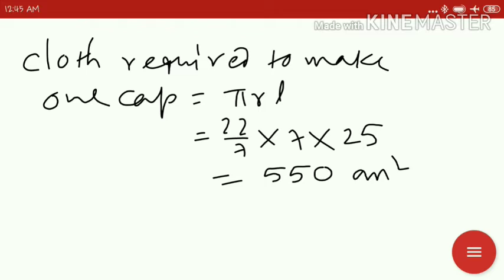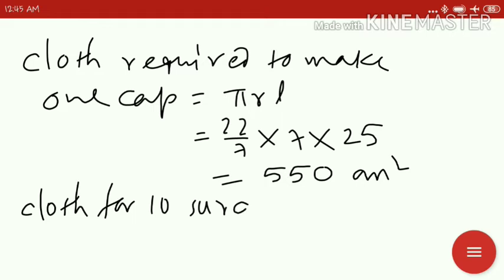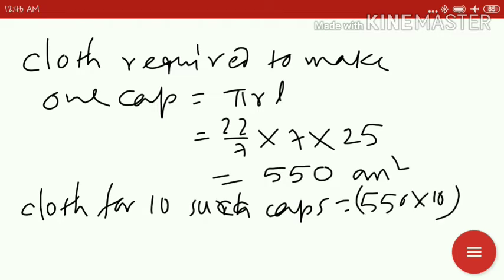But here it is required to make 10 such caps. So cloth for 10 such caps will be 550 into 10, that means 5500 centimeter square, and that is the answer.